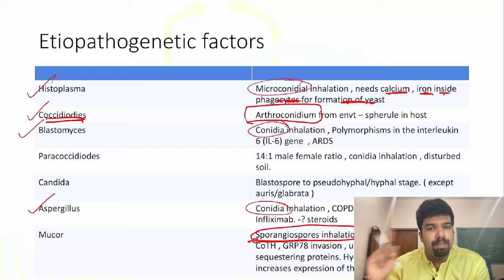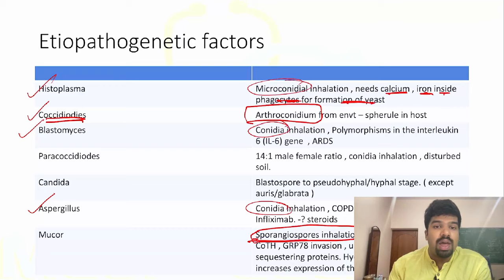Blastomyces basically happens in patients who have polymorphism in IL-6. IL-6 polymorphism is the first time that you're reading this in mycology; it is only in blastomyces. And blastomyces is one of the most important fungal organisms that can cause ARDS. Everywhere else, histoplasma or pneumocystis is all pneumonia or basically cysts. ARDS is an immune response because of blastoconidia.